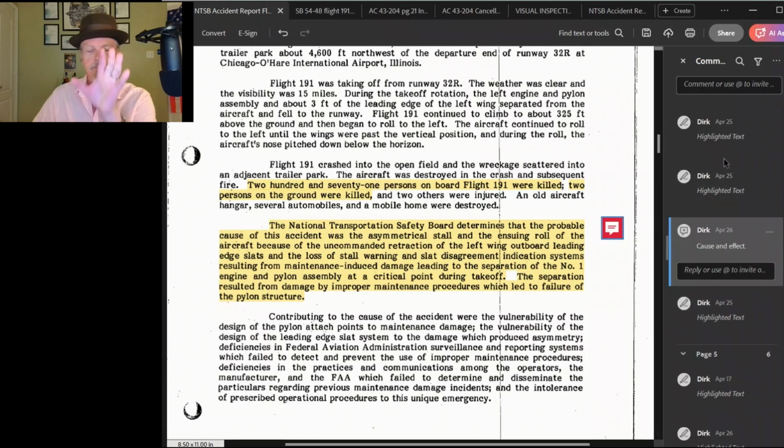Now, when I'm reviewing these documents, sometimes I make notes over here, like my first take on my first read-through. So here I made a comment, cause and effect. They say the cause was the asymmetrical stall. I say the cause was the improper maintenance, and the effect of that was the accident, which was caused by the asymmetrical stall.